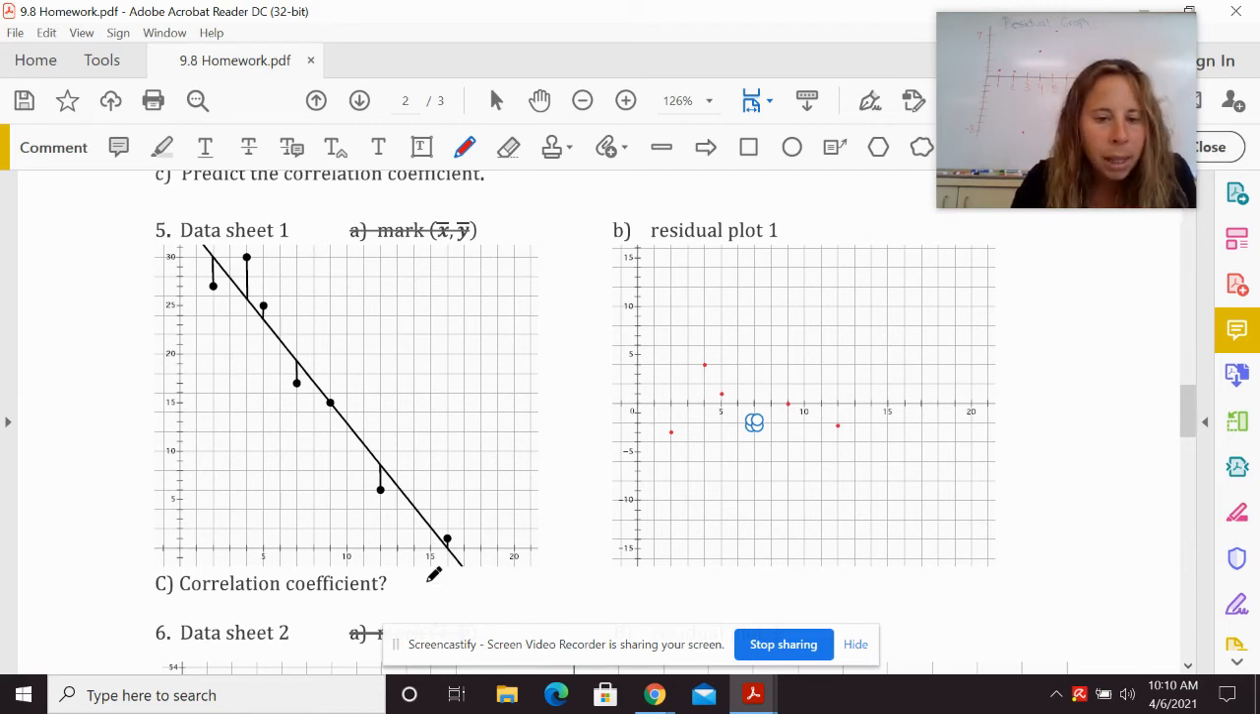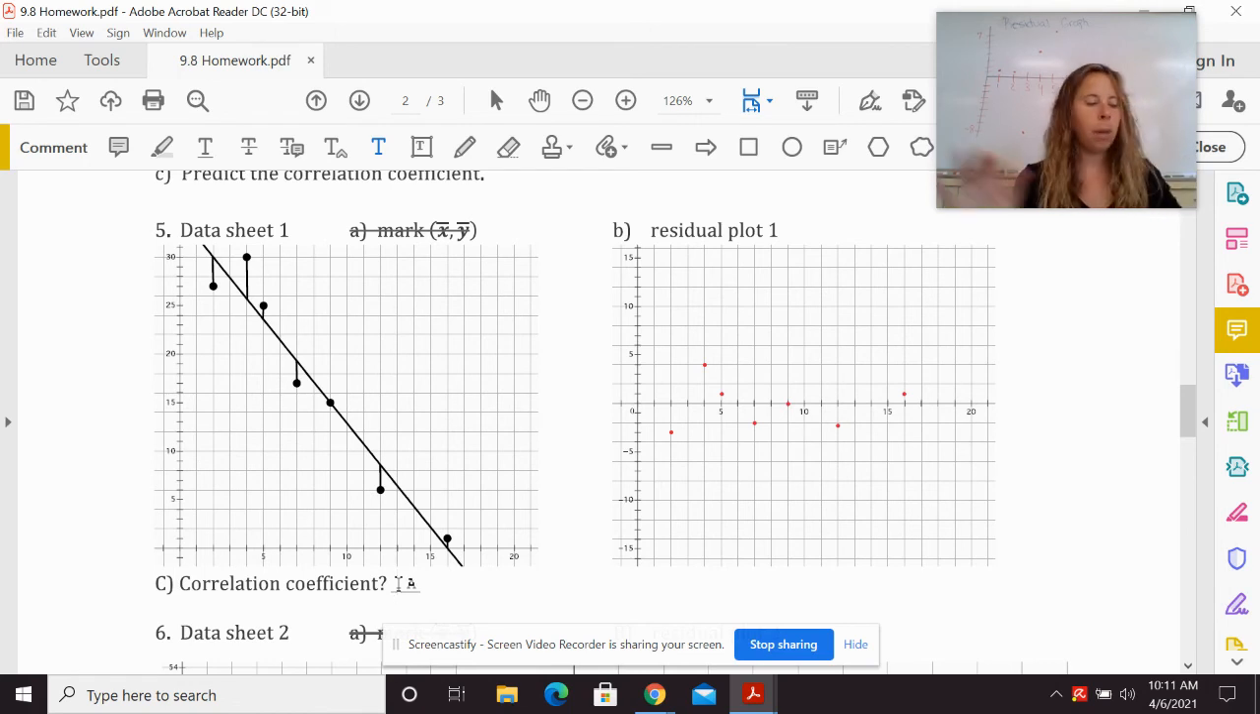Okay. And then the last one, x is 16, and it looks like it's just 1 away. So 16, and it is above the line, so we go positive, positive 1. Okay, and there you have your residual plot. And then you want to estimate your correlation coefficient.